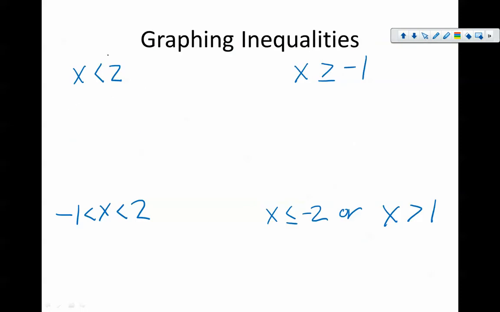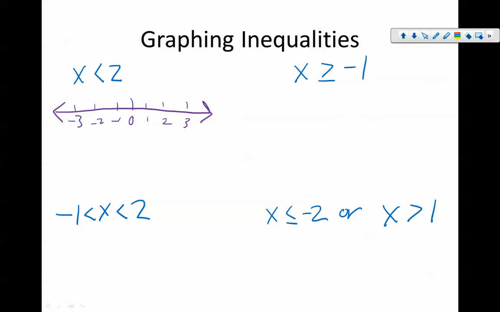So here's an inequality. This is the less than symbol. This is the greater than or equal to symbol. Down here, these are less than or equal to. Remember, the only difference with the equal to's is it says include me. So let's go ahead and graph these. We're going to graph them on a number line. So I'm drawing a little number line here.